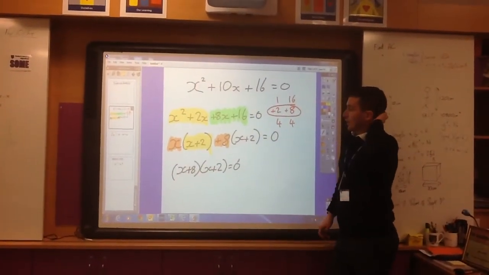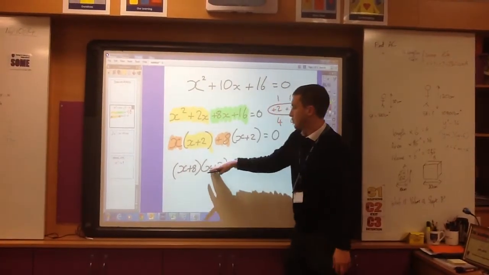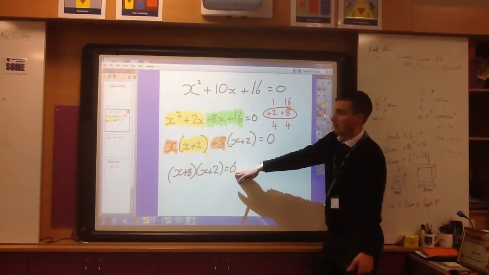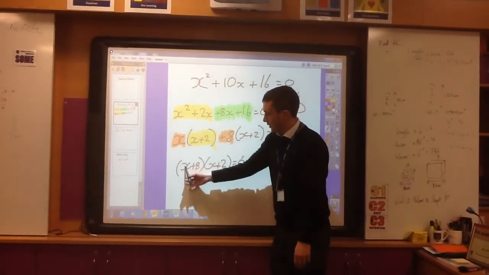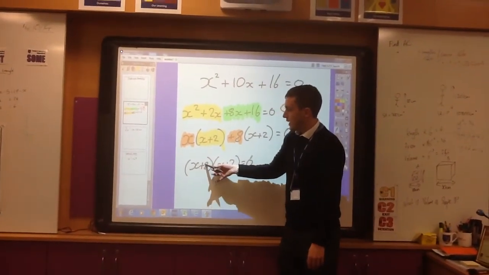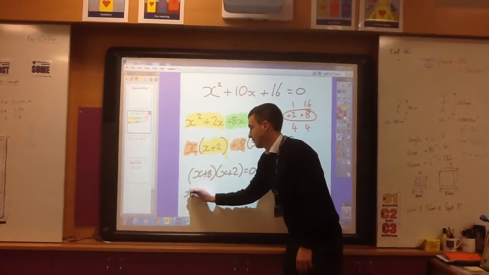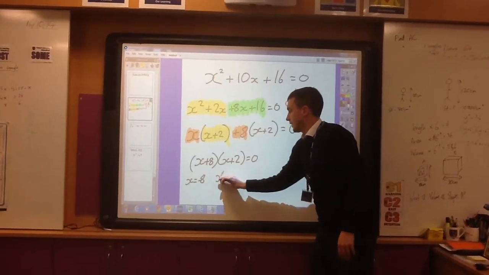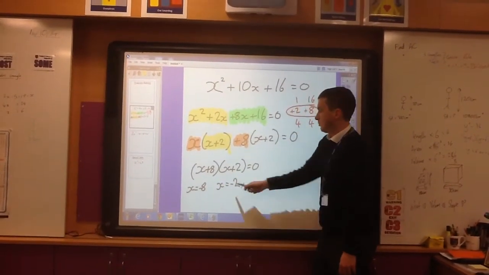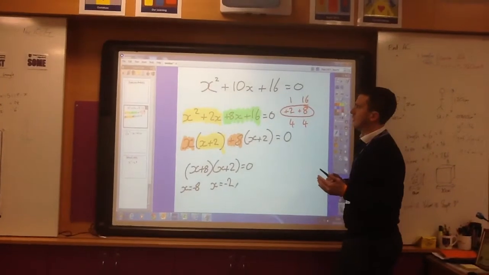To solve it, we've got to think, well, this bracket times this bracket equals 0. Anything times 0 is 0. So you think, what would I put in this bracket to make 0? Something plus 8 is 0. So in this case, x would have to be negative 8. And in this case, x would have to be negative 2. So it can be 2 answers.